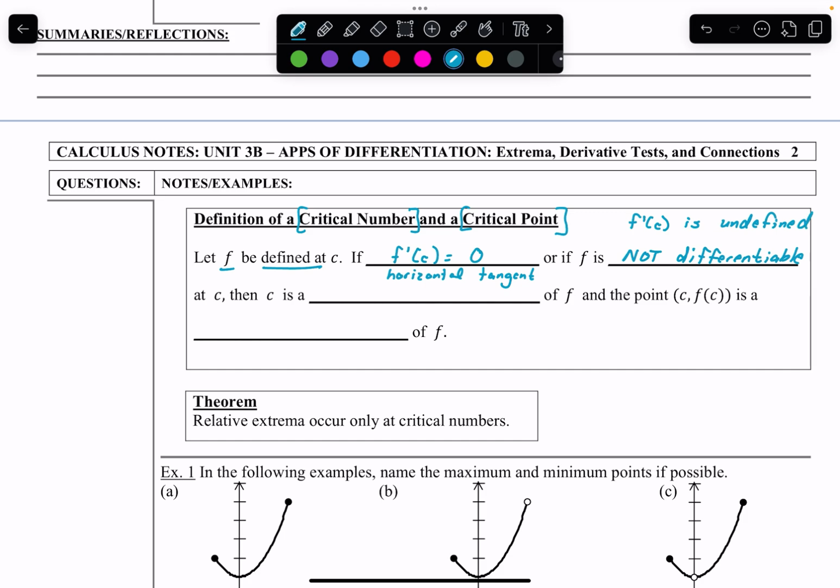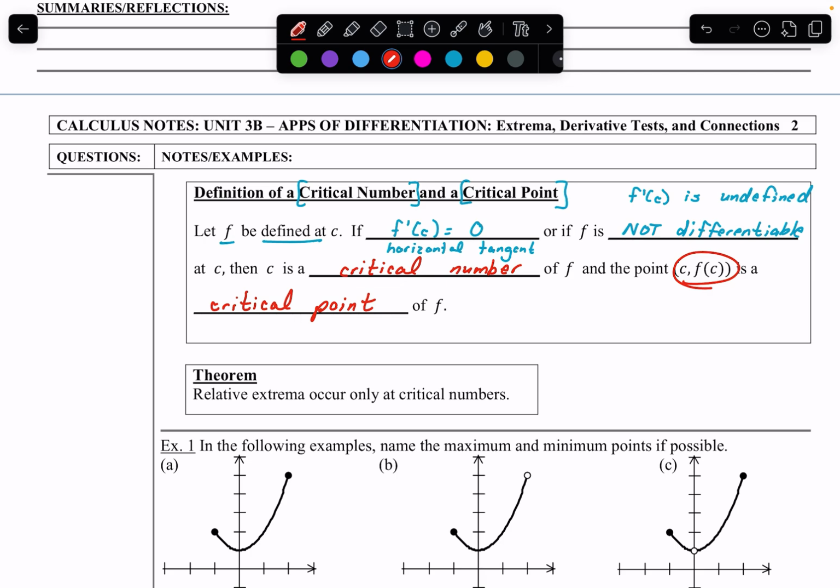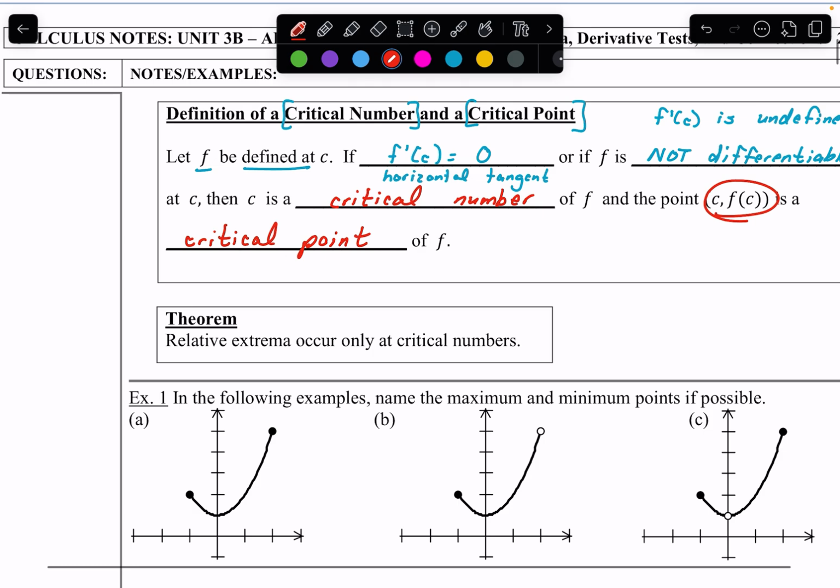So if f prime is equal to 0, or if f prime of c is undefined, but still having a value, right? So we're talking about a cusp, a sharp turn, perhaps a vertical tangent, but not a discontinuity. Then at c, we call that a critical number. If we list it as the x, y ordered pair, we call that a critical point. It's important that we distinguish the difference between those two, even though the difference is pretty subtle. There is a difference between a critical number and a critical point.